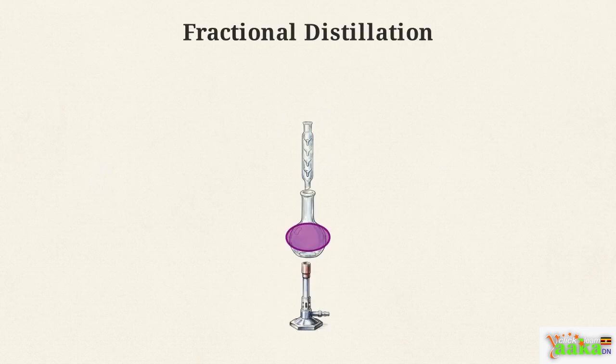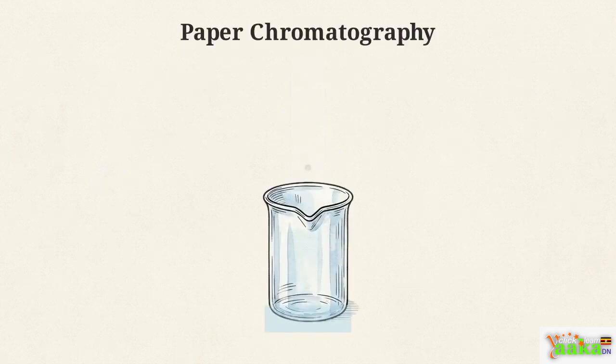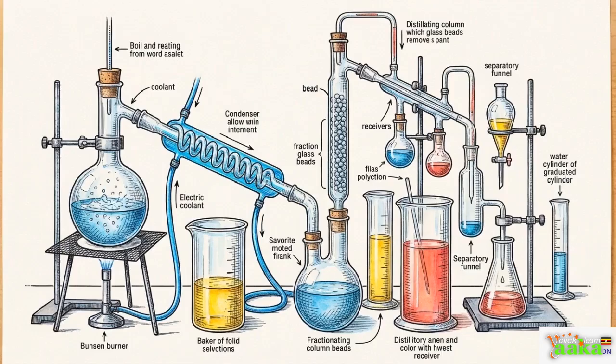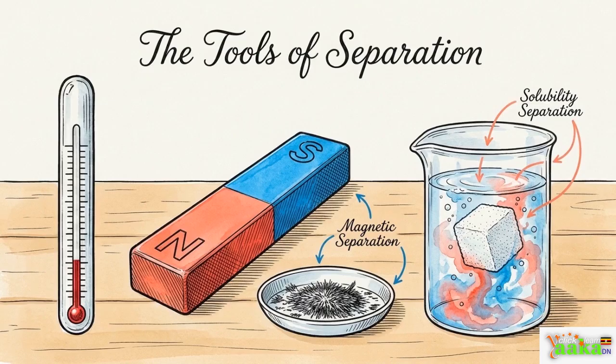To separate miscible liquids, liquids that completely mix like alcohol and water, we use a fractionating column based on differing boiling points. For dissolved dyes, paper chromatography forces the mixture up a paper strip, revealing the hidden colors that make up black ink. While the tools and glassware change, the overarching rule remains constant. Chemists identify distinct physical properties to pull any mixture apart.